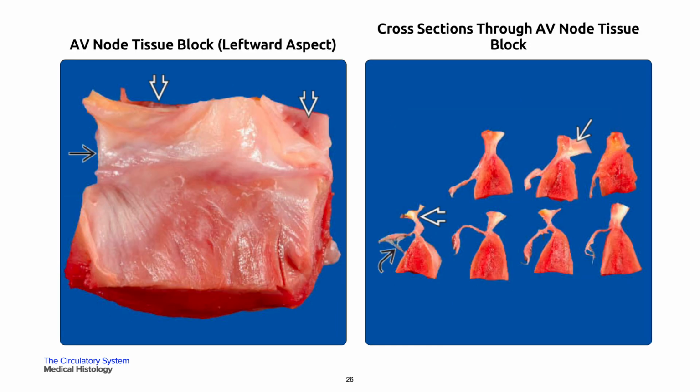On your left is a left-facing aspect of the AV node tissue block, which is shown here with the membranous septum in a single black arrow and pockets of two aortic valve cusps in a bold white arrow. On your right, serial cross-sections through the excised AV node tissue block illustrate portions of the tricuspid valve leaflet in a curved black arrow, the membranous AV septum in a bold white arrow, and the aortic valve cusp in a single white arrow.